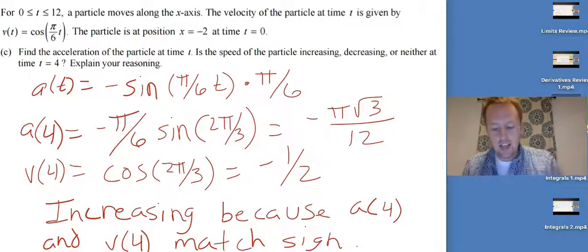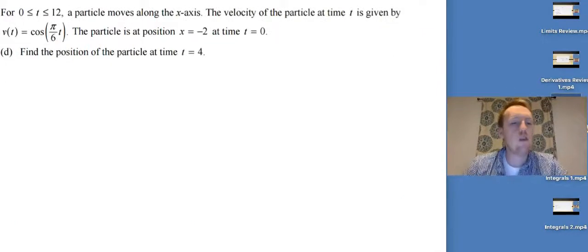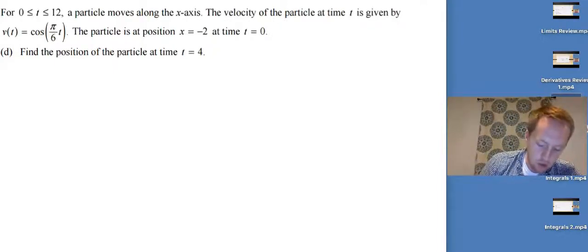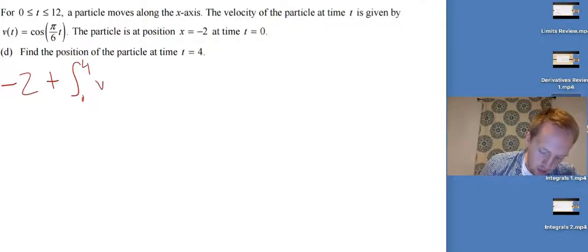Hooray! Okay, last problem. For 0 to 12, a particle moves along the x-axis. The velocity of the particle at time t. Oh, why am I reading this? This is the same thing we keep doing. Find the position of the particle at time t equals 4. Okay, I need to go from velocity to position. Remember, if I integrate velocity, that just gives me displacement, so I have to take the initial condition into account. So I'm going to do negative 2 plus the integral from 0 to 4 of the velocity function.